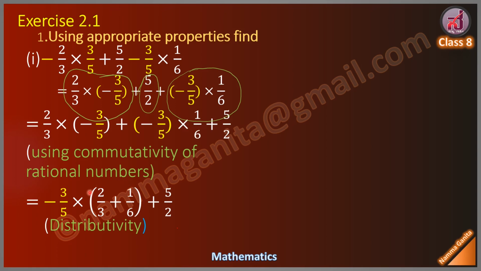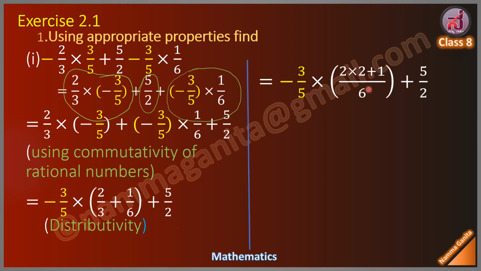Now you simplify 2 upon 3 plus 1 upon 6. Consider the denominators 3 and 6. LCM of 3 and 6 is 6. Okay, 6 is the common denominator. 3 2s are 6. Therefore, multiply the numerator by 2, 2 into 2. 6 1s are 6. Therefore, multiply the numerator by 1, 1 into 1 is 1. Then you write plus 5 upon 2.